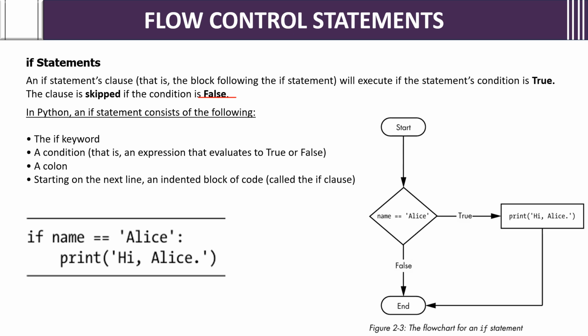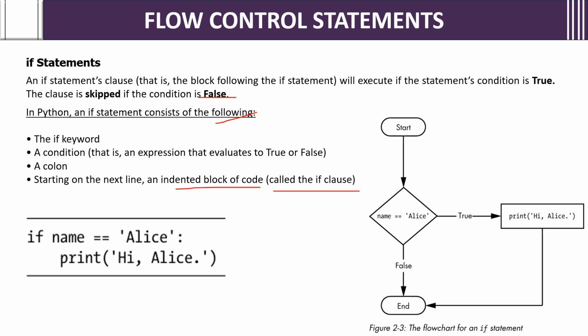In Python, an if statement consists of the following: the if keyword, a condition, and a colon. Starting on the next line, an indented block of code called the if clause. The indentation needs to be provided, and then the if clause. This is a block of code which is indented, and that is called the if clause.